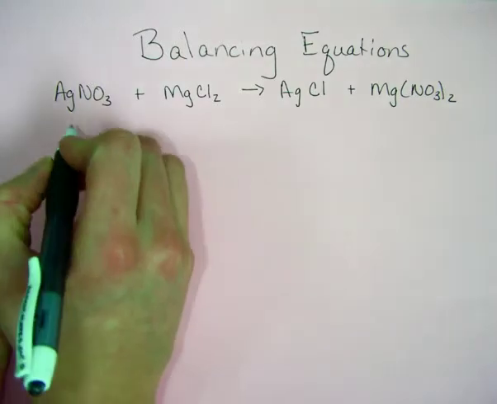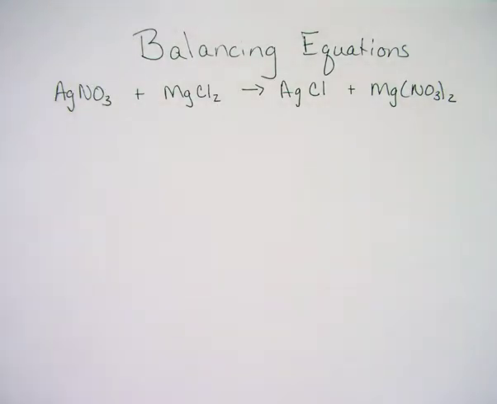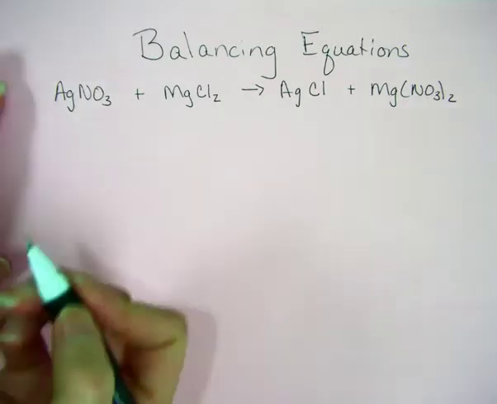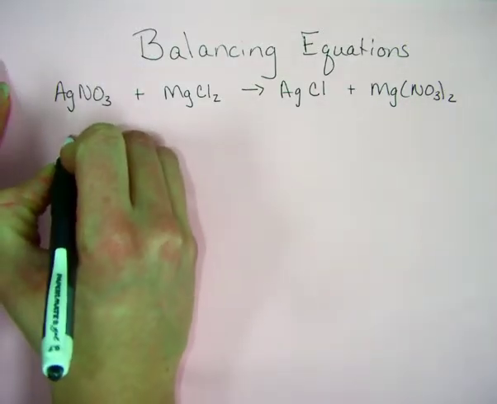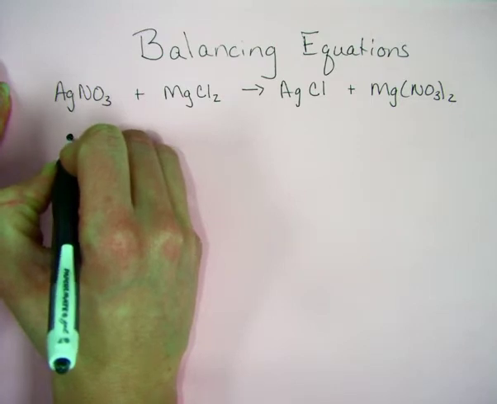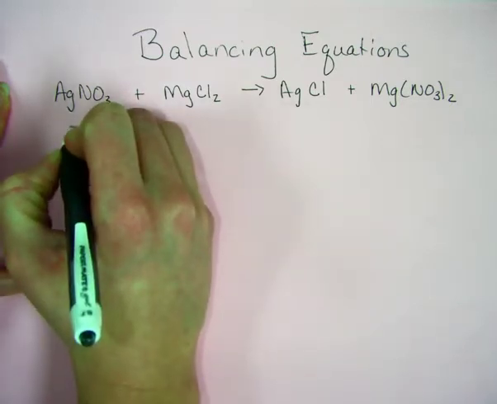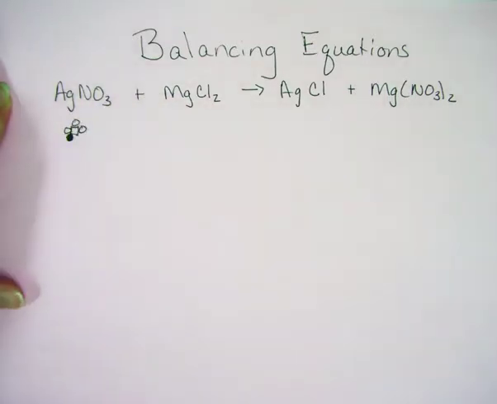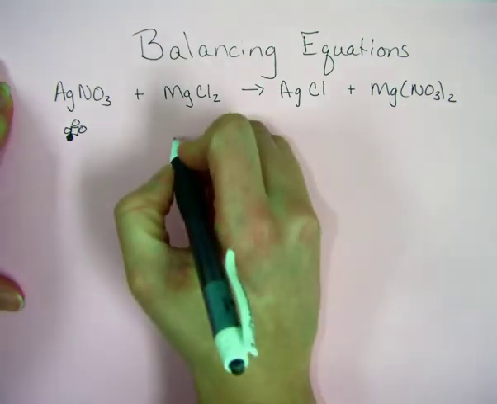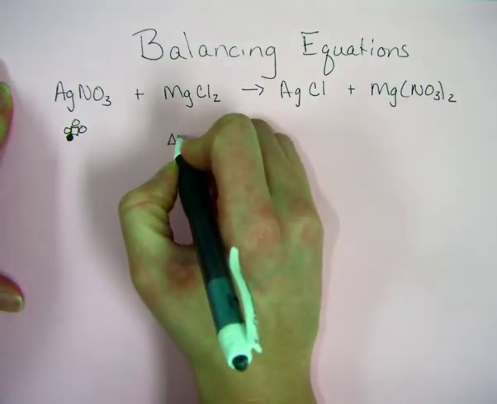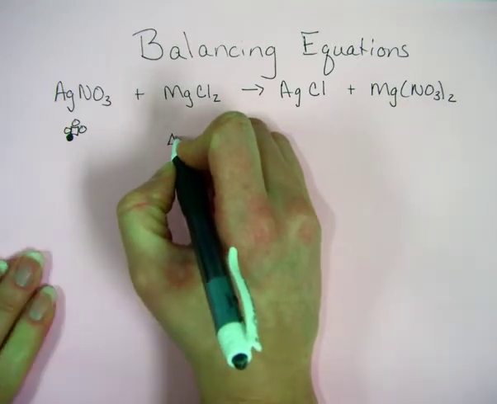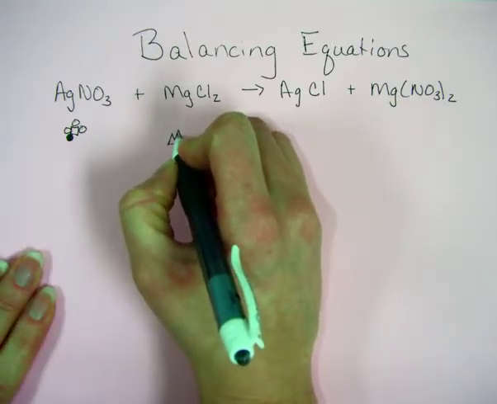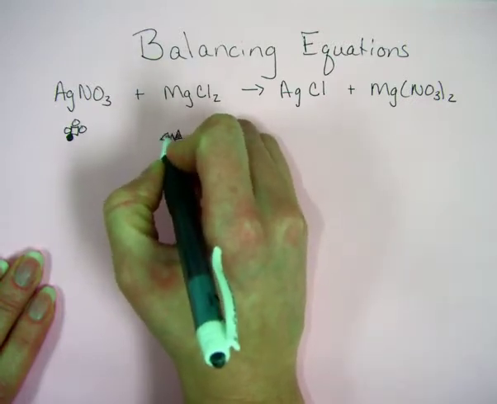To balance this out, there are two methods we can use. One is with the counting method, and the other is with particle diagrams. To do particle diagrams first, we have Ag with a nitrogen and 3 oxygens. We have an Mg with two chlorides.